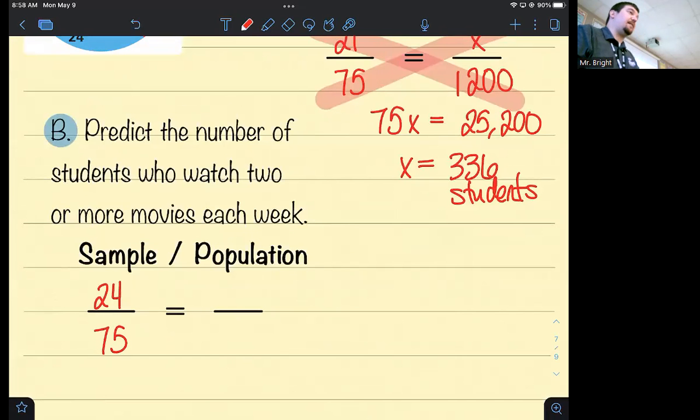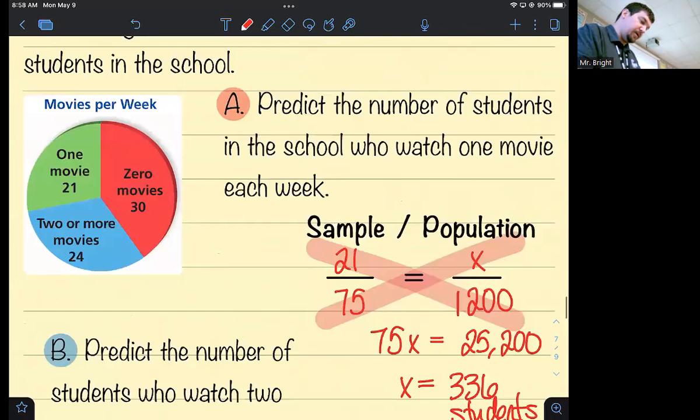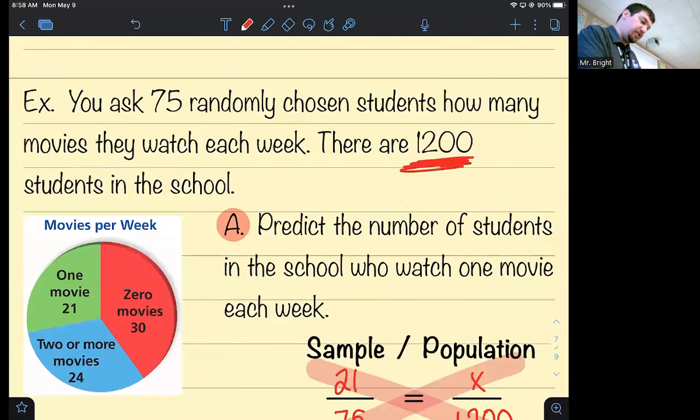24 out of 75 students said they watched 2 or more movies in a week. Could be 2, could be 3, could be 15, because that's all they do. So again, just like last time, we're going to make that prediction for our population. So if 24 out of 75 watch 2 or more movies, then how many out of 1,200 in our population? So again, there are 1,200 in our population, 75 people that we asked.